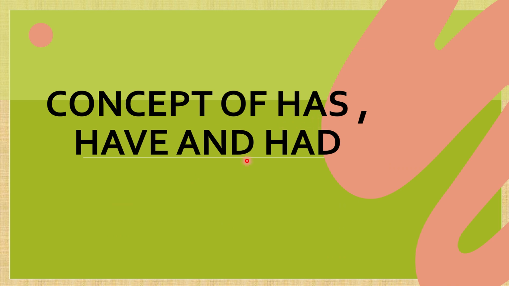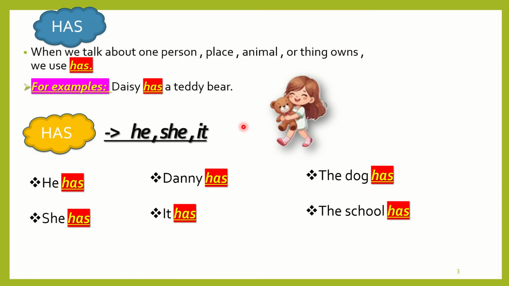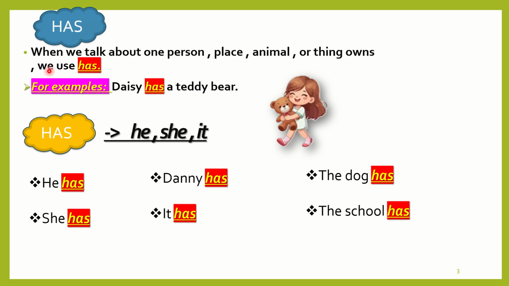Concept of has, have and had. Concept of has. When we talk about one person, place, animal or thing's owns, we use has. For example, Daisy has a teddy bear. We use has with he, she, it. Like he has, Danny has, the dog has, she has, it has, the school has.